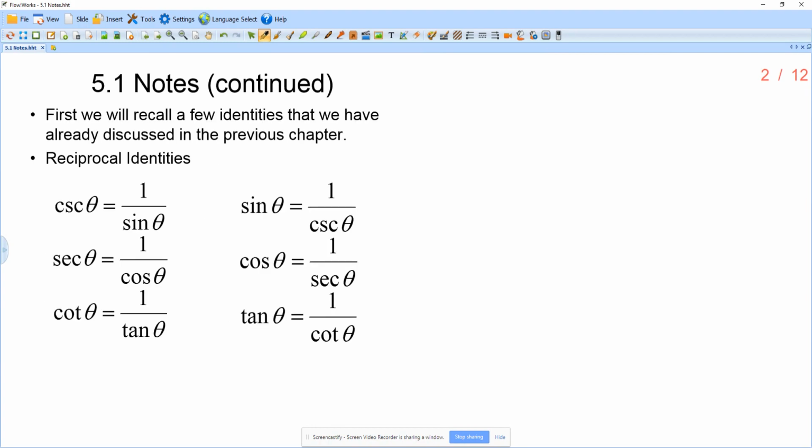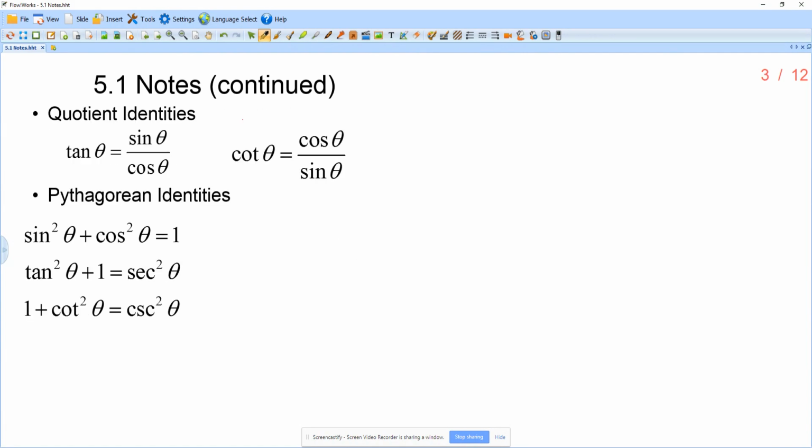There's a lot of stuff that we covered in chapter 4 that I'm just going to breeze over. I would recommend, pause if you need to and write these down. We have 6 reciprocal identities. That would be that cosecant theta is equal to 1 over sine, secant theta is equal to 1 over cosine, cotangent theta is equal to 1 over tangent. Sine theta is the same as 1 over cosecant, cosine theta is 1 over secant, and tangent theta is equal to 1 over cotangent theta. All that gives me is different ways of rewriting those 6 trig functions. But those aren't the only ways that I could rewrite some of those.